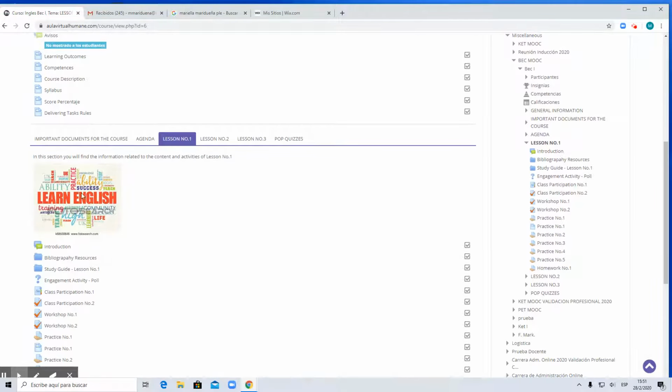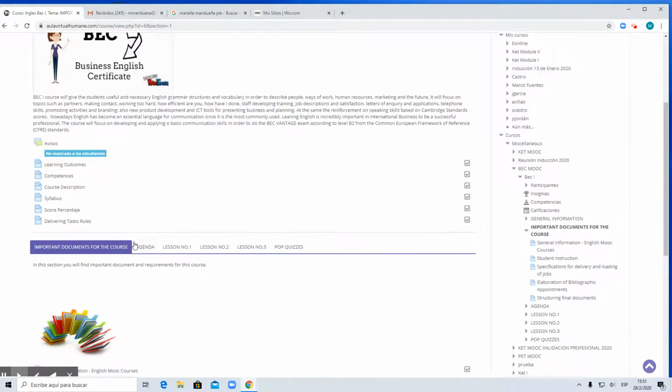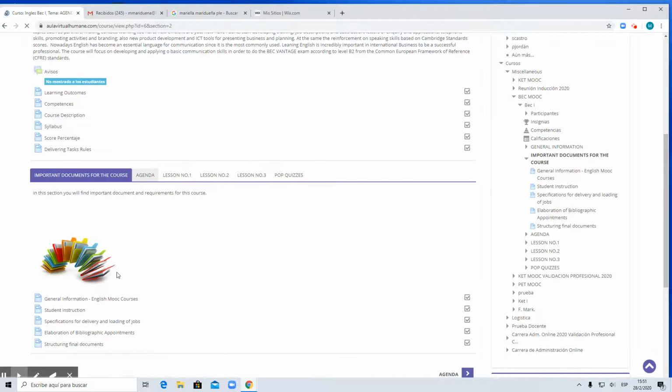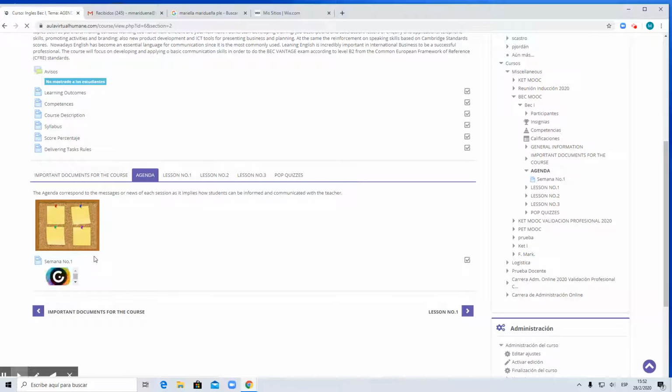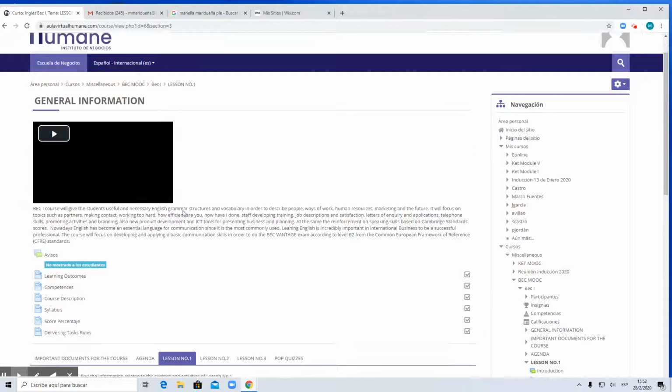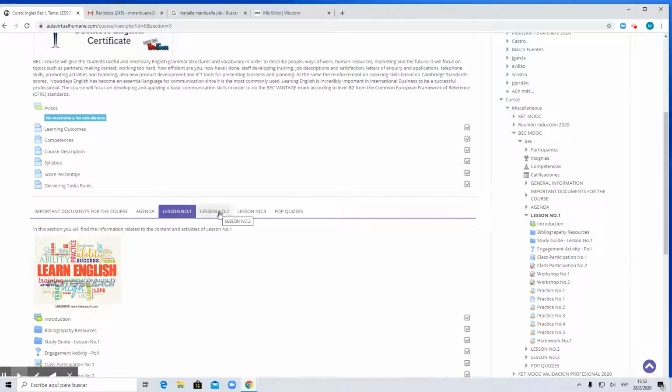Going down in the module, you're going to find the important documents for the course, the agenda, in which you're going to find all the activities related to each class or each lesson. Then you're going to see the 3 lessons that are going to be covered during this course: lesson number 1, lesson number 2, lesson number 3, and the pop quizzes.